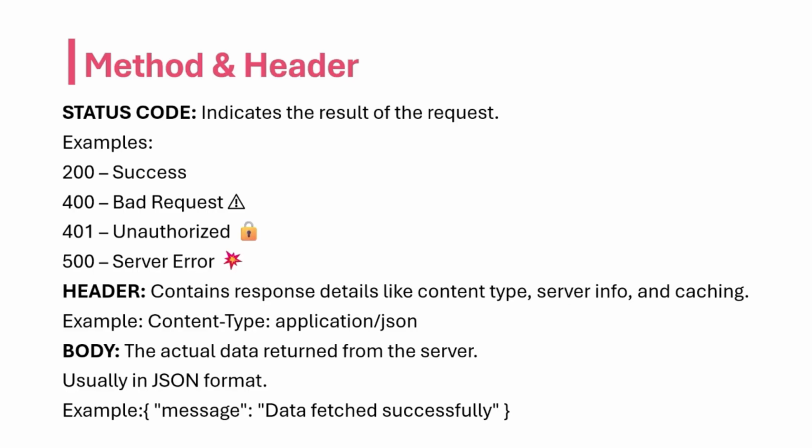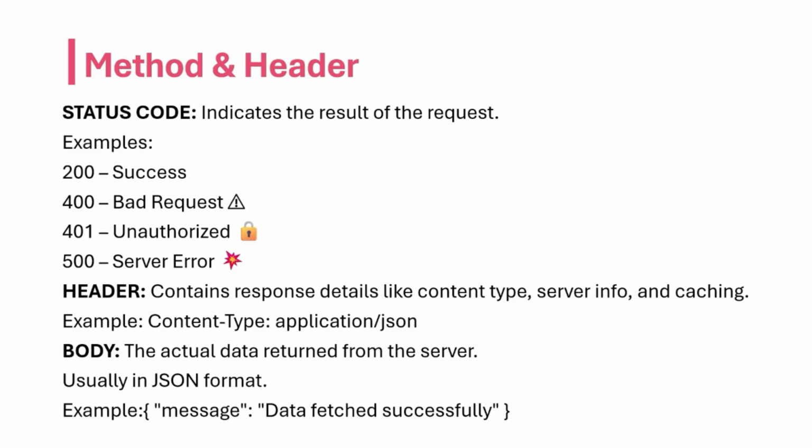Then comes header. Header includes information like content type or server name and server info. And the final thing is body, the actual data returned from the server. Usually it is in JSON format. Here we can see an example.